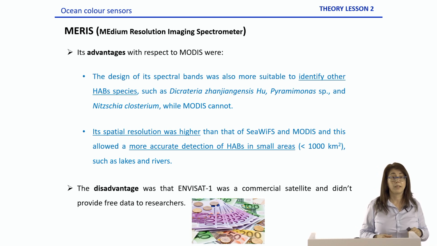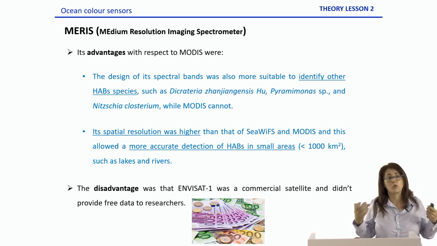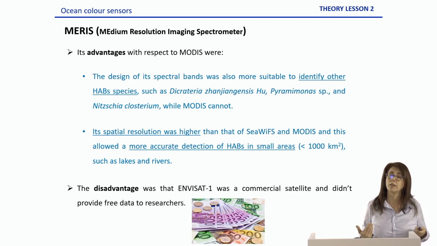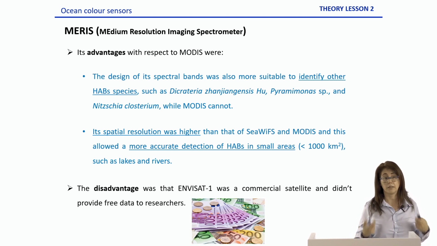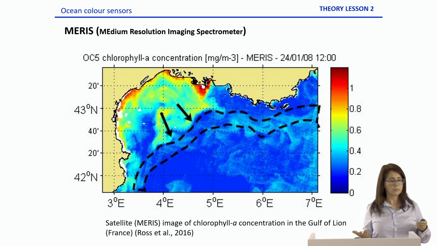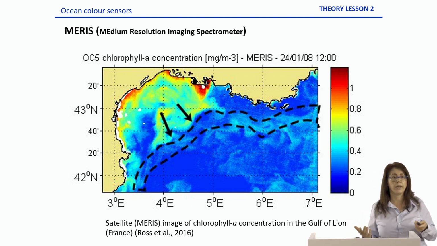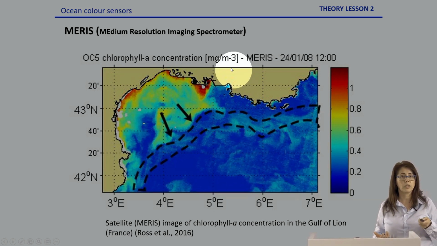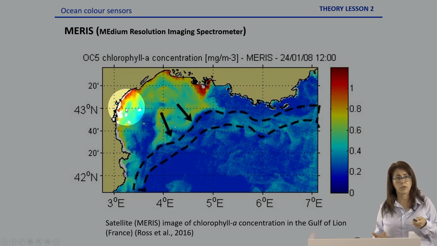Okay. The disadvantage, because of course nothing comes for free, the disadvantage of MERIS is that it was a commercial satellite and they did not provide the data for free to researchers. So researchers had to pay for the data. Satellite data are very expensive, and if you don't have an active project, you can't buy the images. This is just an example of a MERIS chlorophyll A image in the Gulf of Lyon in France. Okay, and we can see here an algae bloom.